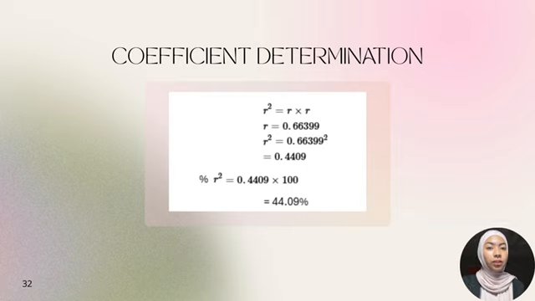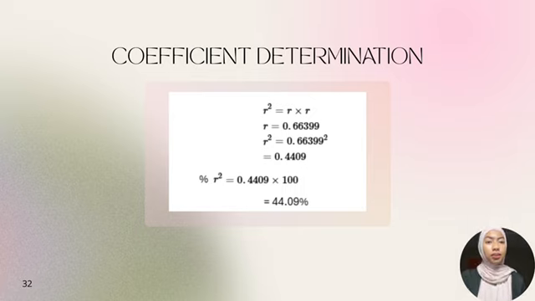Next, I will explain the coefficient of determination. The coefficient of determination is represented by r². It shows how much the variation in the dependent variable can be explained by the independent variable. The formula is r² equals r times r. The value of r is 0.66399. So r² equals 0.66399 multiplied by 0.66399, which gives 0.4409. To convert it into a percentage, we multiply by 100. Therefore, the coefficient of determination is 44.09%.